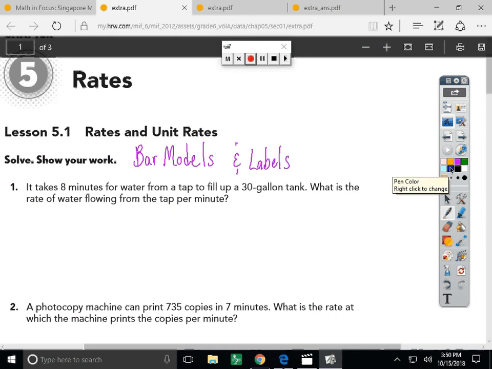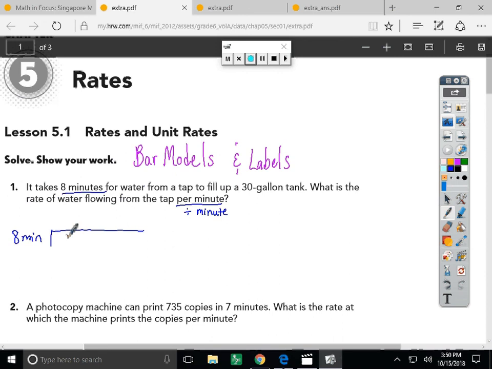Number one, it takes 8 minutes for water from a tap to fill up a 30-gallon tank. What is the rate of water flowing from the tap per minute? Ooh, I hope you just glued yourself to these words, per minute. That means in a moment, I will divide by minutes. There's a big clue to us here. That also tells me that I'm probably going to want to use my minutes, this 8 minutes, as my unit label. So I'm going to start my bar model, but I'm going to go ahead and label it 8 minutes.